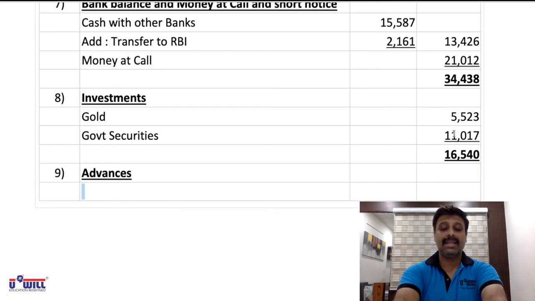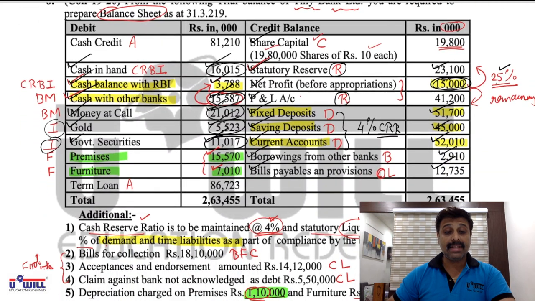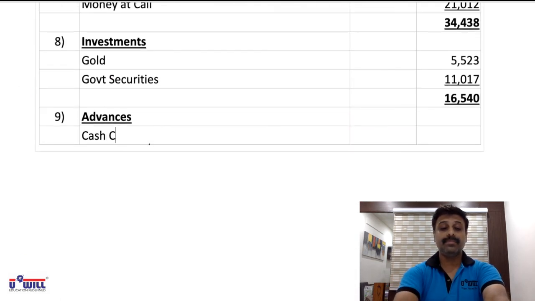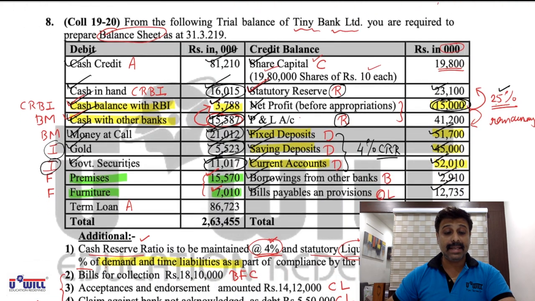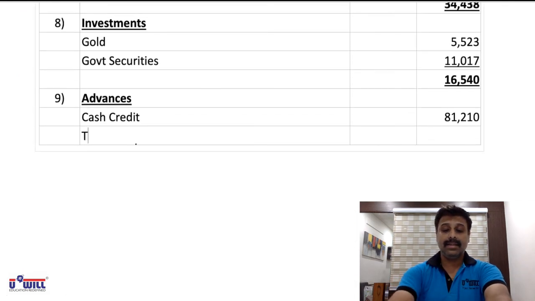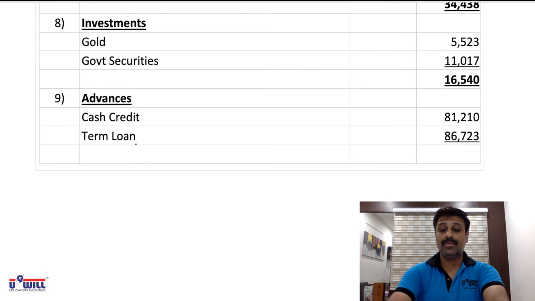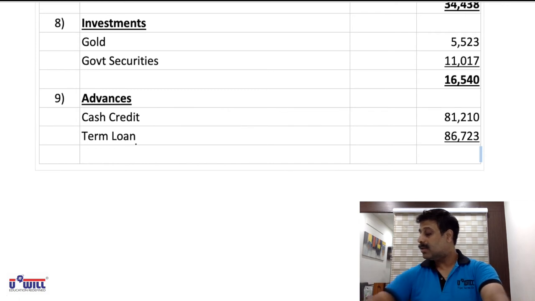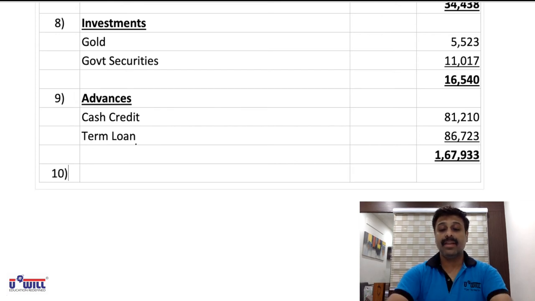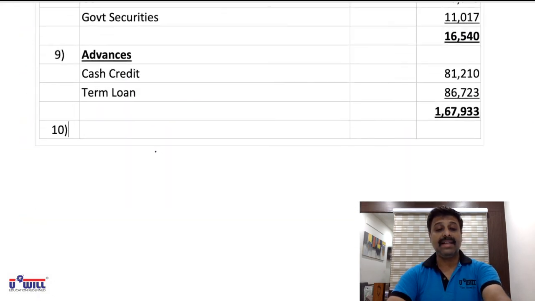Then ninth would be A, which stands for advances. All the items marked as A will be taken into consideration. So first item marked as A is this cash credit of 81210. Then after cash credit, what other item is marked as A? Term loan. This term loan of 86723. Only two items are marked as A. So total would come to 81210 plus 86723. That is 167933.